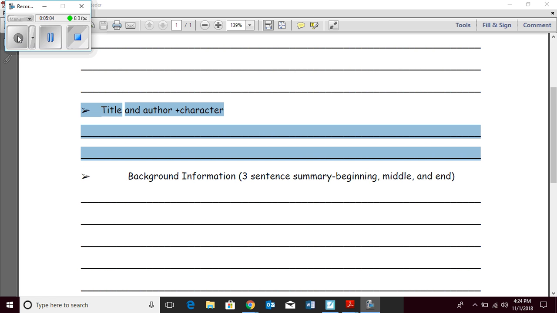Moving on to title, author, and character. Make sure that you are including your character. For example, this is shown by the character. Add your character's name in the story, and then make sure you put the title of the story in quotation marks, Thank You, Mr. Folker, and then the author, by Patricia Polacco.